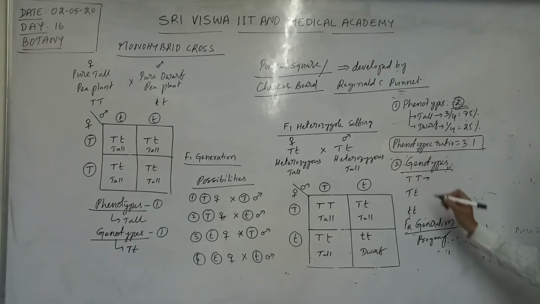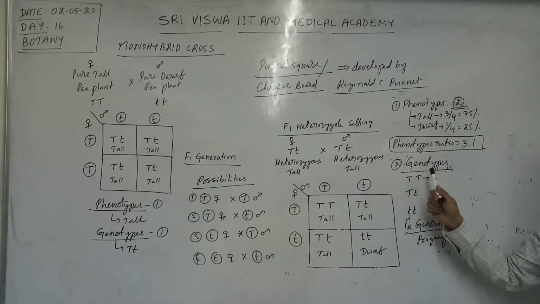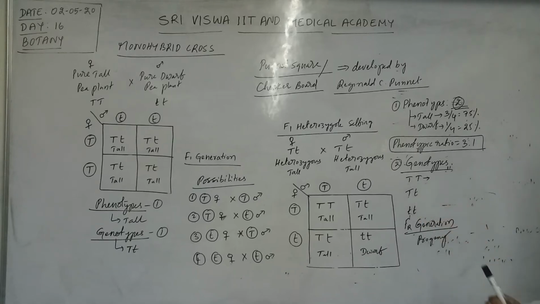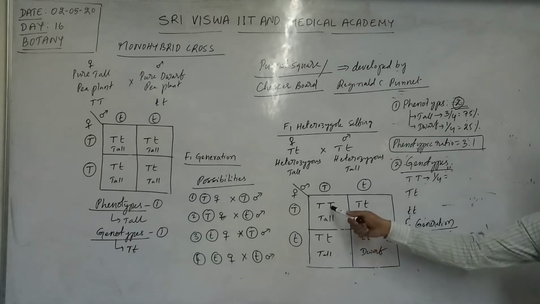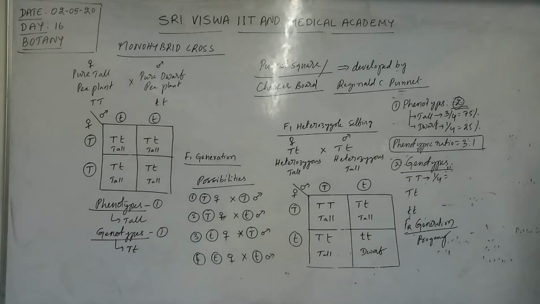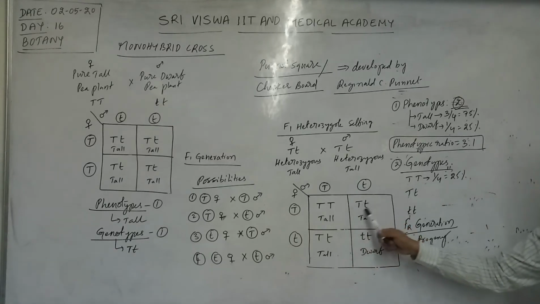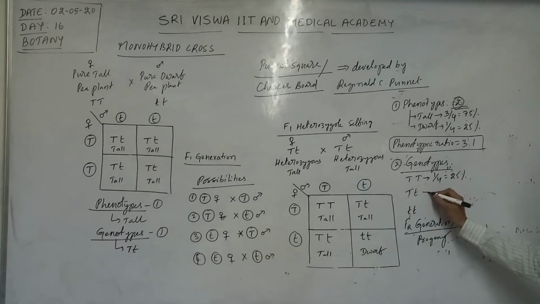Then the first one, capital T, capital T, is homozygous tall. Homozygous tall proportion is 1 by 4. Only 1 out of 4 is homozygous tall, whose percentage is 25%. Then heterozygous tall, capital T, small t, whose proportion is 2 by 4, that is 50%. Then homozygous dwarf, only 1 out of 4 is homozygous dwarf, that is equal to 25%.